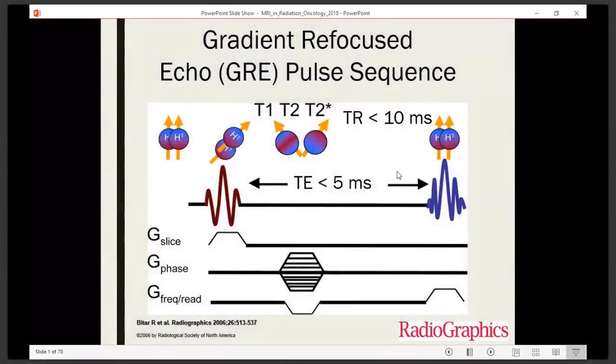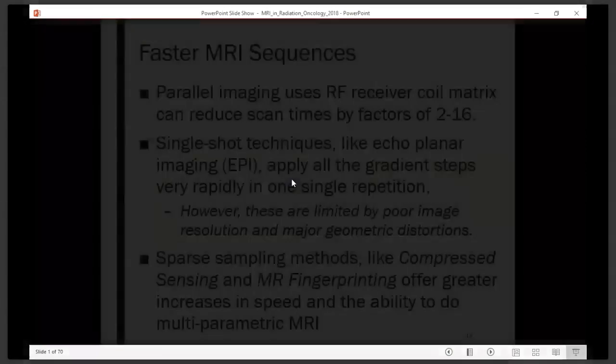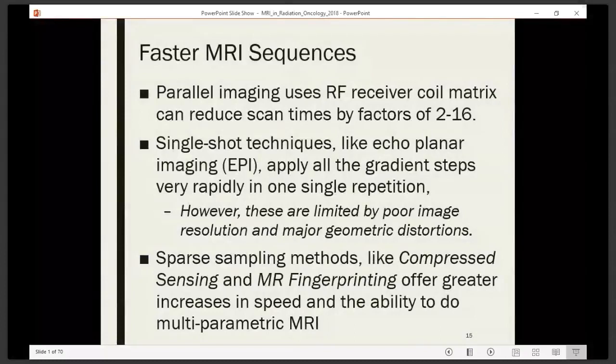Gradient refocused echo reduces TR. It's less than 10 milliseconds, often less than 5 milliseconds. TE is less than 5 milliseconds, often on the order of 2 or 3 milliseconds. And so you're acquiring lines of K-space every few milliseconds, and you can fill up a slice of a scan in a matter of seconds, 10 seconds or less. So you're really increasing the imaging speed with these two approaches to imaging. And you can accelerate things even faster.